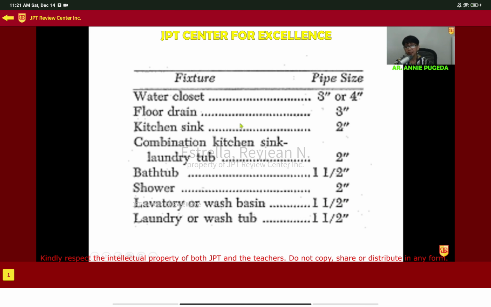Okay, so please note of the following. Iba po ang floor drain, mas malaki compared with the shower drain, which is 2. So, konti lang na memorization yan. Magiging part yan, ma-internalize nito mga sizes na to ng fixture drains.